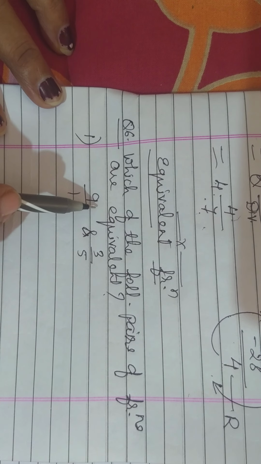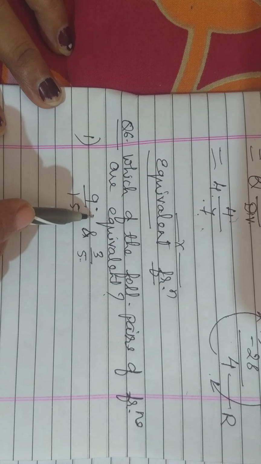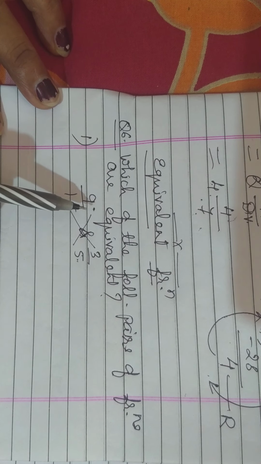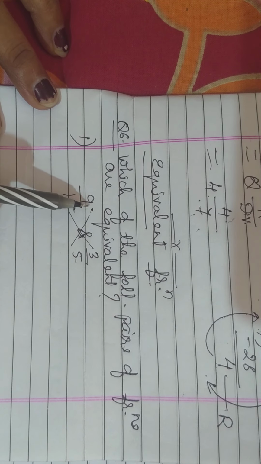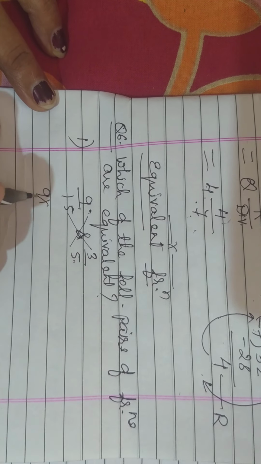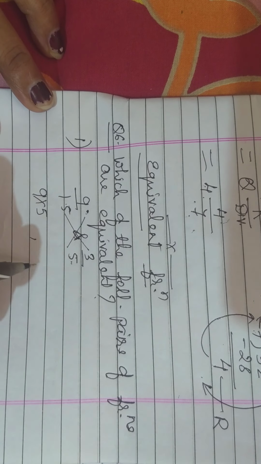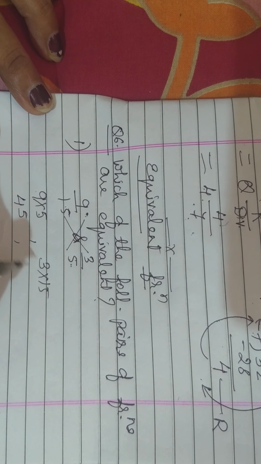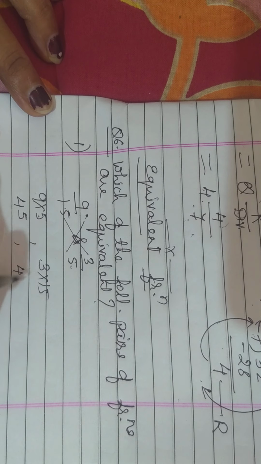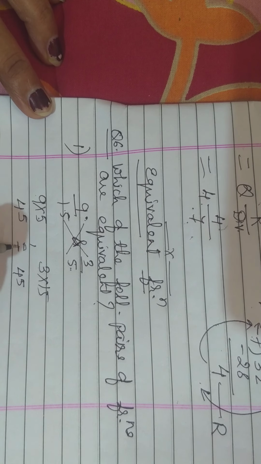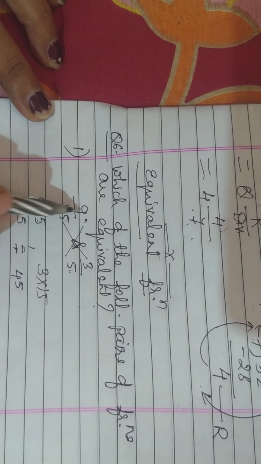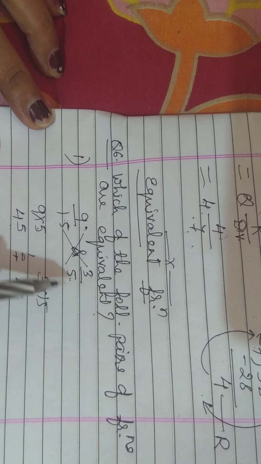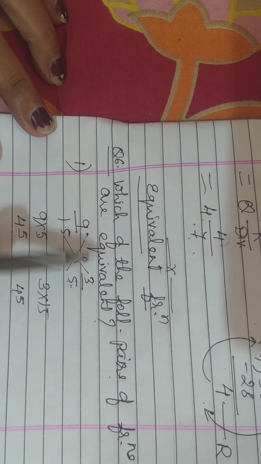What you will do? You will use cross multiplication. And what is meant by cross multiplication? To check equivalence, you have to always start the cross multiplication from here. Means 9 into 5, put a comma here, and multiply 3 into 15. Now multiply: 9 fives are 45. 3 fifteens are 45. Both are equal. So when the products of this cross multiplication are equal, we can say that the given pair of fractions is what?